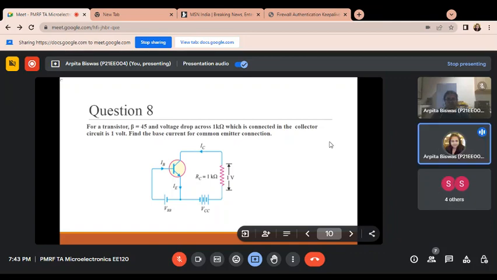So here what is given? The beta value, which is the current gain, is given, which is 45. Here you can see the RC, which is the resistance, is given in the collector side, and the value of the RC is 1 kilo ohm. Beta is given, the RC value is given, and the voltage drop across this RC is given, which is 1 volt. So you have to find out the base current. How will we find out the base current? Because here beta is given, and we know that beta is IC by IB. So here you have to find the value of IB.